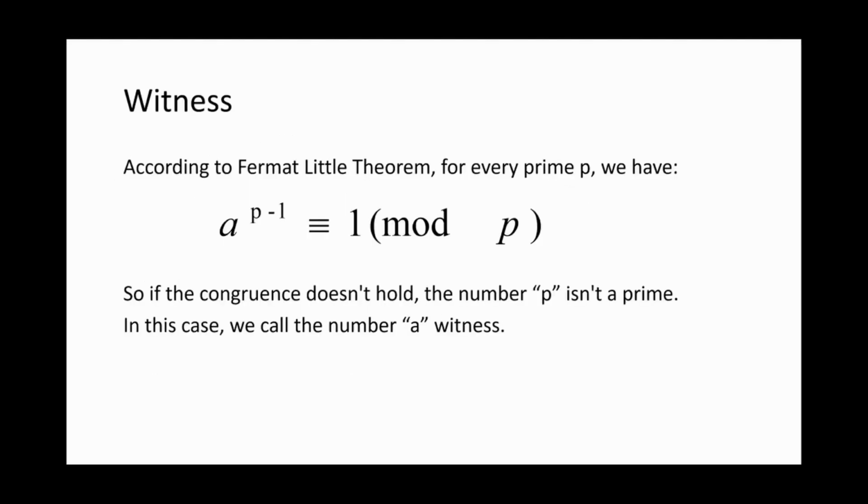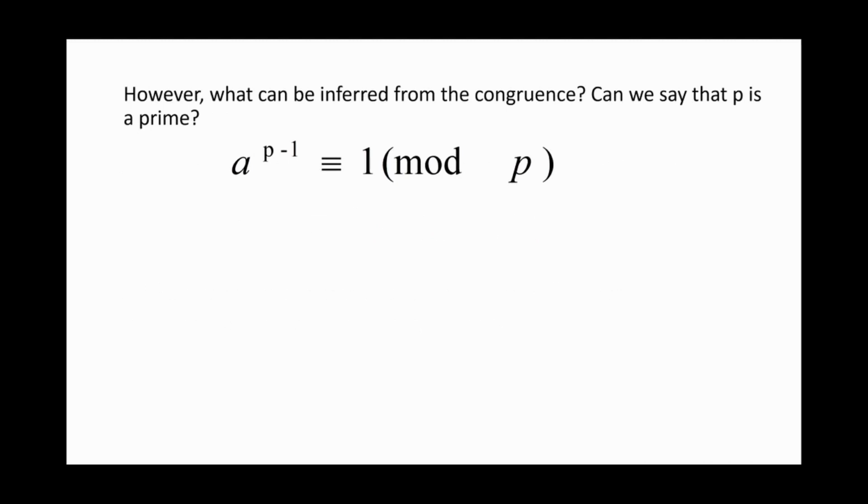And then I will talk about the concept of witness. According to Fermat Little Theorem, for every prime number p, we have this one. So if the congruence doesn't hold, the number p isn't a prime. In this case, we call the number a a witness. However, what can be inferred from the congruence? Can we say that p is a prime?